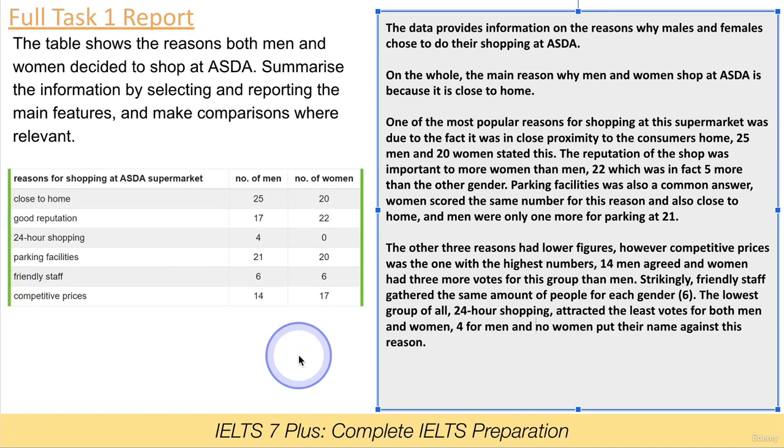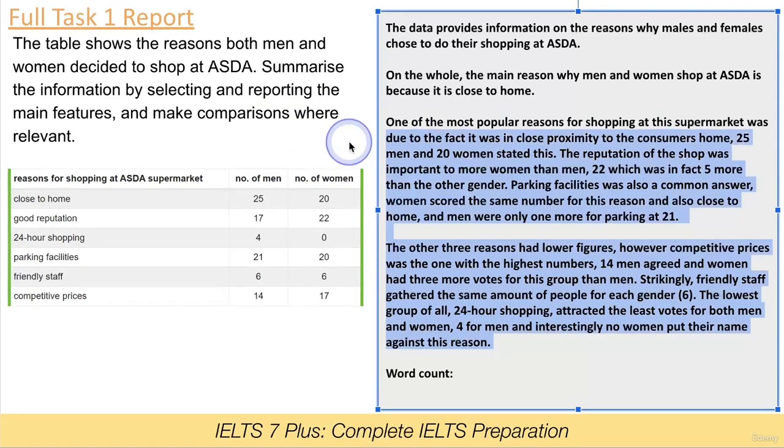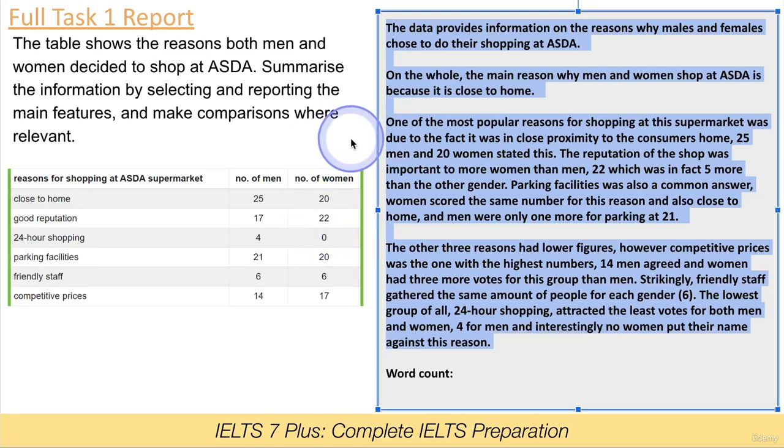We could use a word to sort of state and maybe interestingly, no women put their name against this reason. Okay, so you can see how we've had to be a little bit creative here to report back on this information. But yes, we don't want to state every single number. That's a bit boring as well. We can find different ways of relaying the information.